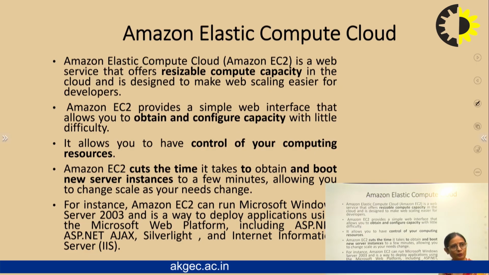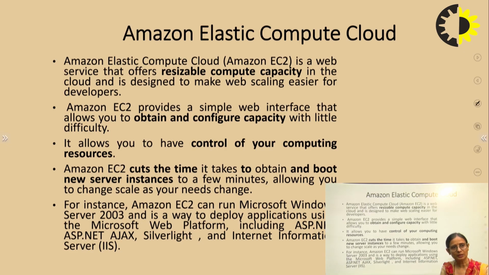Amazon EC2 provides a simple web interface that allows you to obtain and configure capacity with little difficulty. It allows you to have control of your computing resources. EC2 cuts the time it takes to obtain and boot new server instances to a few minutes, which allows you to change the scale as your needs change. That is, if you require more resources, then EC2 will allocate you those resources, and if you want to release them, then you can also release them in a flexible manner.